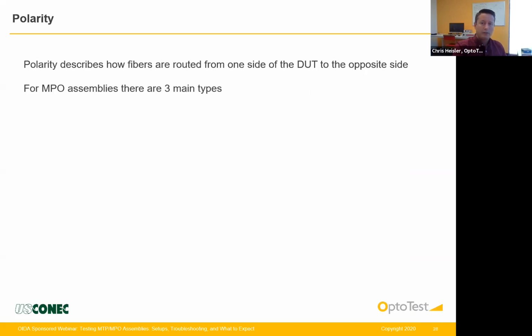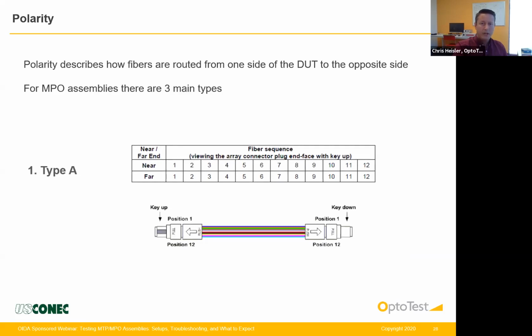When dealing with MPO assemblies, one must be cognizant of different polarity types. Polarity describes how fibers are routed from one side of the DUT to the opposite side. For MPO assemblies, there are three main types. Type A is a straight through component. One side is key up and the other side is key down. Position 1 of one side goes to position 1 of the other side. Position 2 to position 2, and so on.